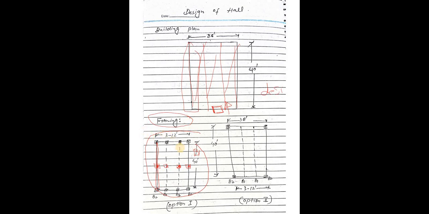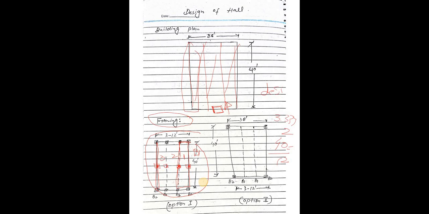First of all, you should see whether the slab is a one-way slab or a two-way slab. Whenever you design a slab, you should take the slab panel. The panel means the area bounded by the beams. We have three panels: panel 1, panel 2, panel 3. The length is 40 feet and the breadth is 12 feet. The ratio is approximately 3.33, which is greater than 2. It means that your slab is a one-way slab.